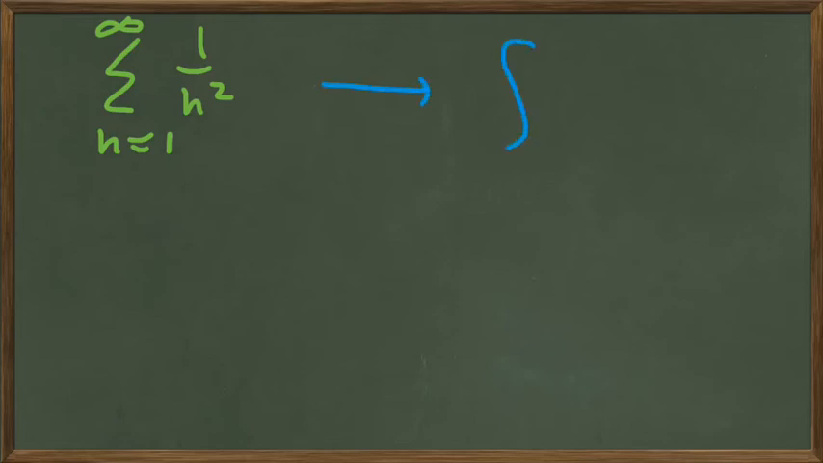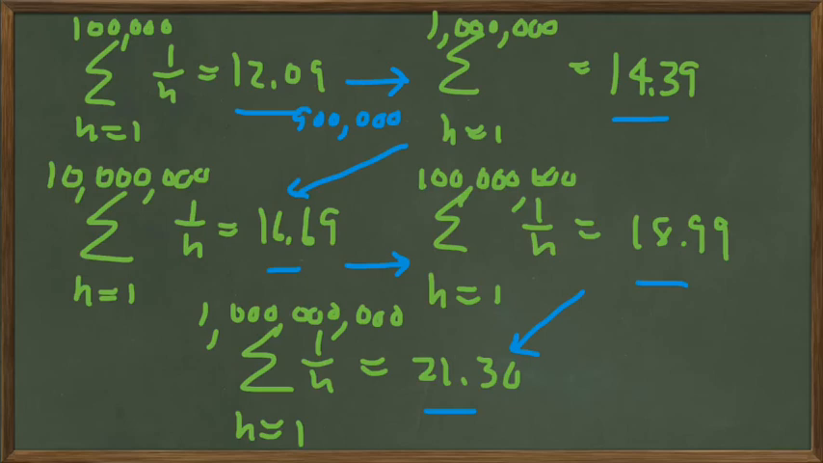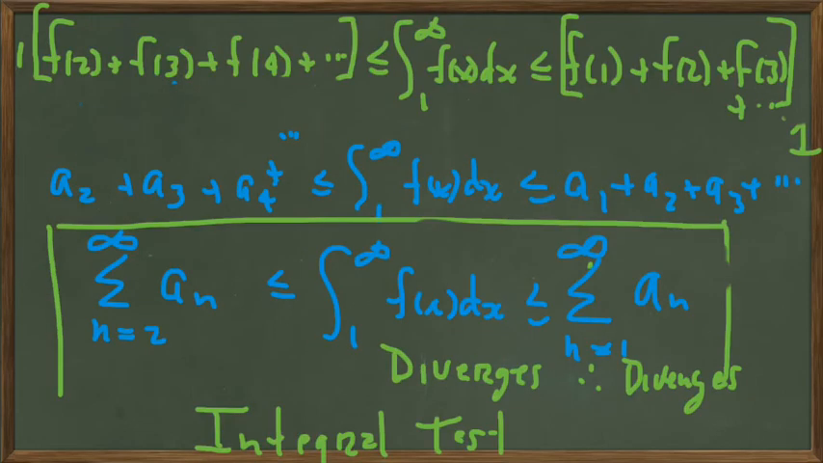We can also use the integral test to look at the infinite series n equals 1 to infinity of 1 over n squared. If we convert that to an integral, its corresponding integral is 1 to infinity of 1 over x squared dx. Remember, this integral and series are not exactly the same. There's a set of inequalities that defines it, but they are close enough.